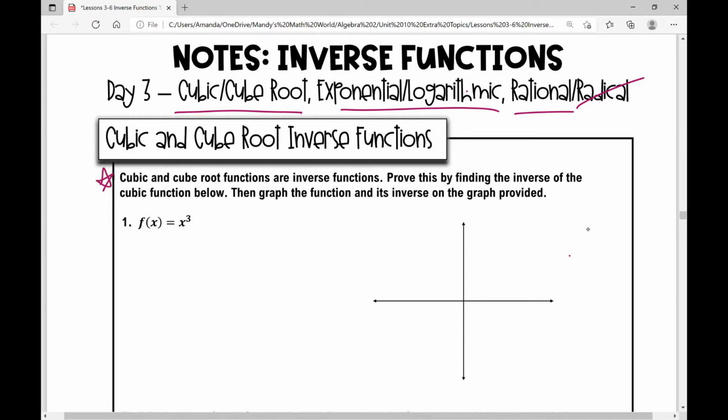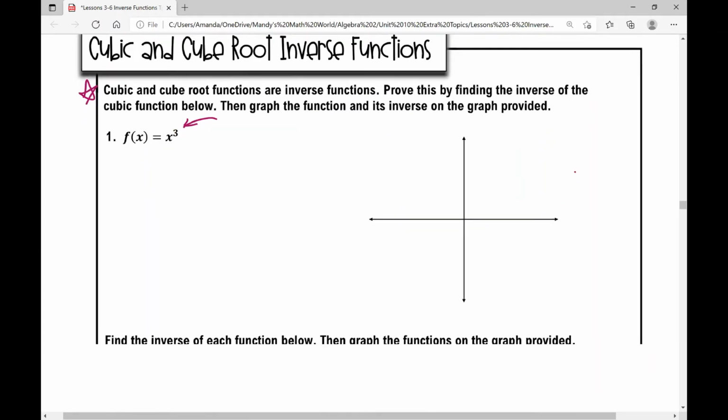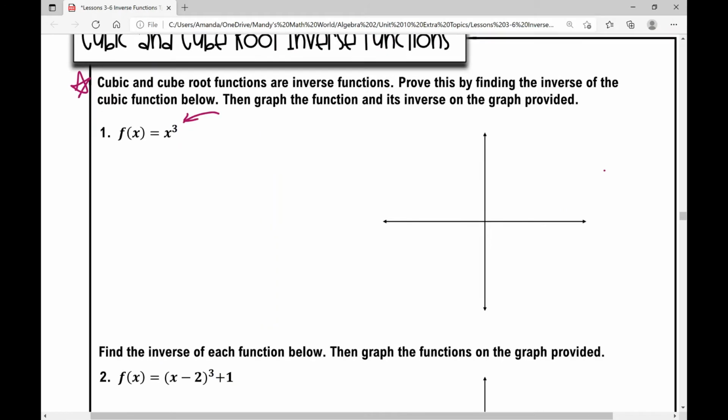Cubic and cube root functions are inverse functions. We're going to prove this by finding the inverse of this cubic parent function below. Then we'll graph the function and its inverse on the graph provided. So let's first graph f of x equals x cubed on this graph provided. So that's your parent cubic function. I'm going to zoom in here, and it looks like this.